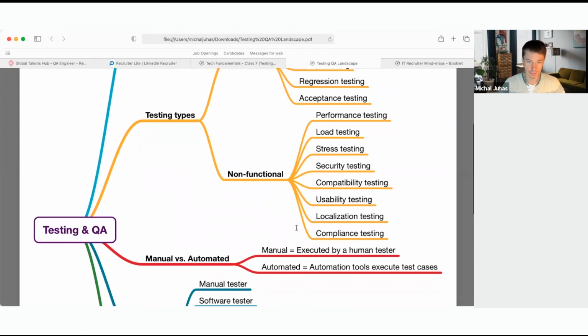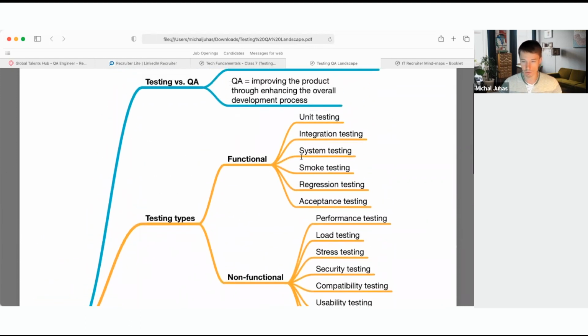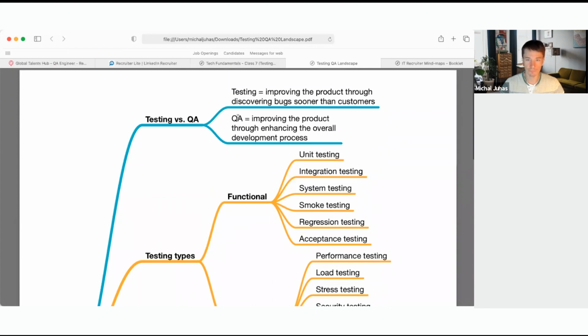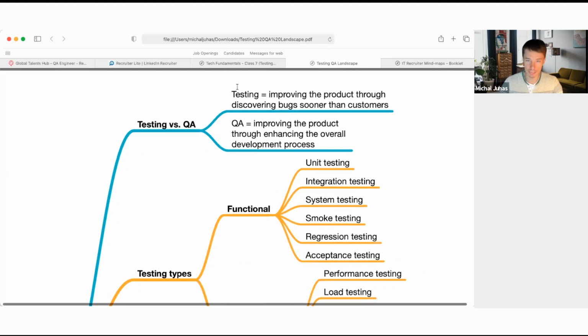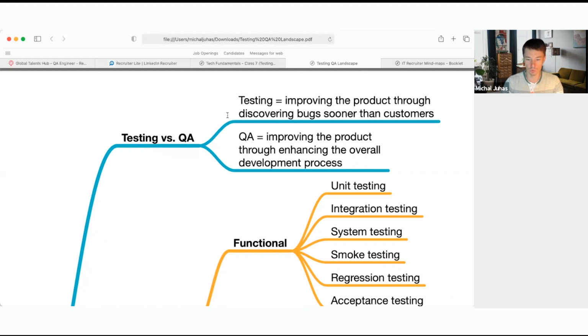Manual, automated, that's clear. Testing types, functional, non-functional, doesn't really matter for now. And the difference between testing and QA is probably important in this case, because they are not looking just for a tester. A tester would be someone who just tests and looks for some bugs. But they are looking for a quality assurance engineer, so someone who will be working on improving the overall quality of the product through the improvement of the development process.